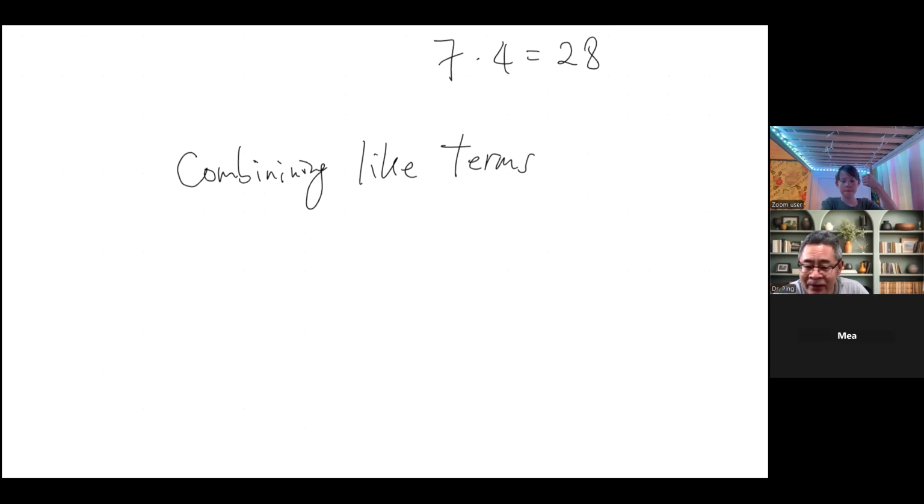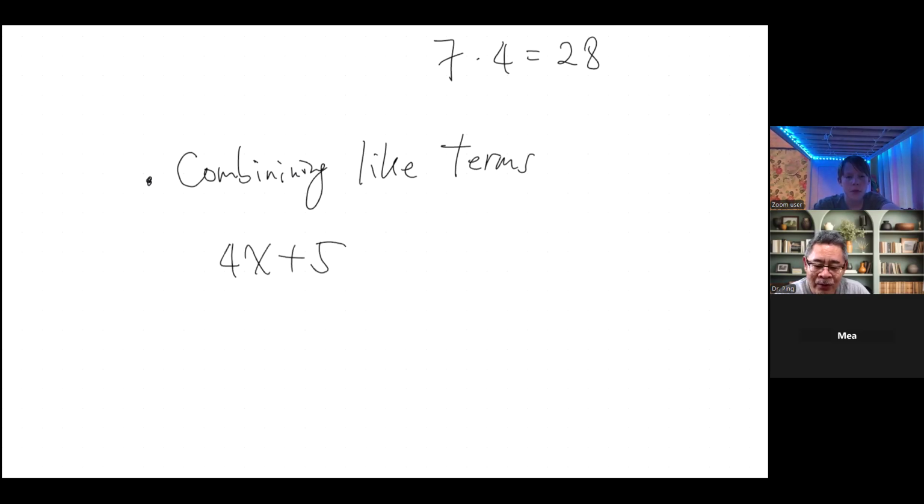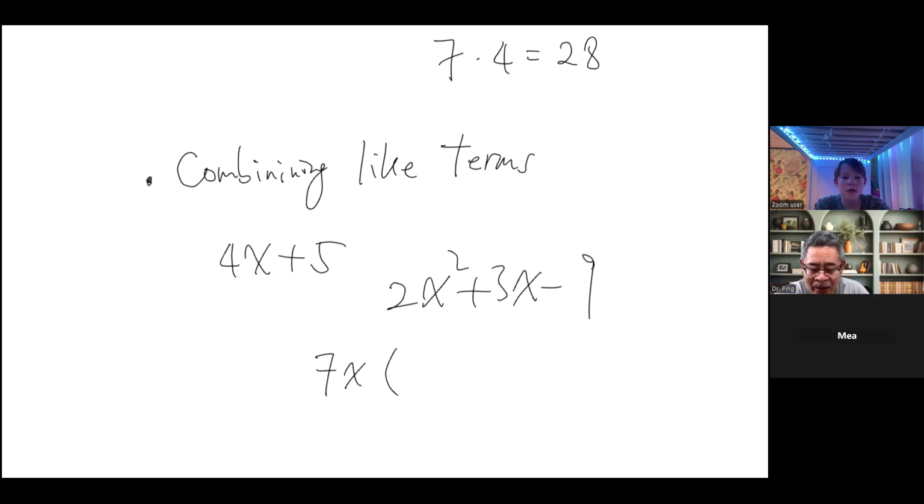Okay, and the next thing we're dealing with is expressions. Expression just means something without an equation. For example, 4x plus 5, that's called an expression. Or 2x squared plus 3x minus 9, that's an expression. There's no equation there. Or we say 7x and 3s plus 5y, that's also an expression.